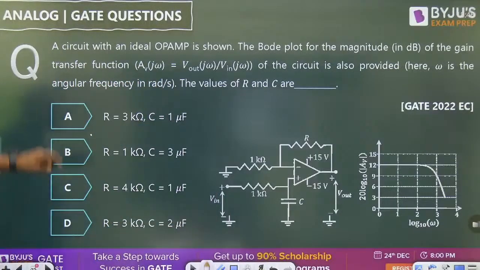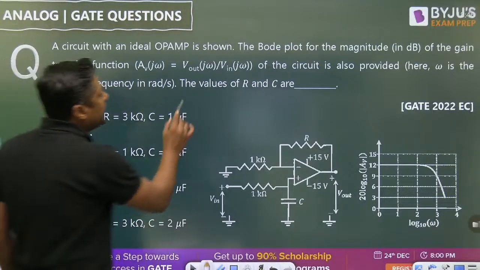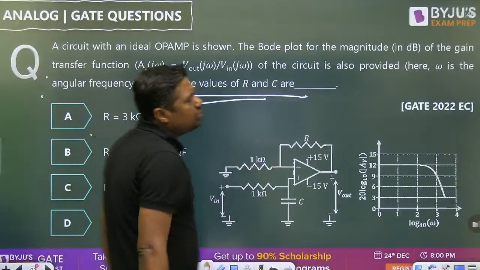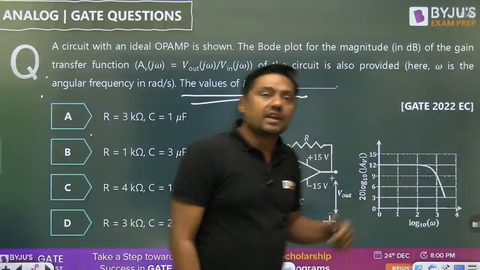Now next one. Again, this is a standard circuit. A circuit with an ideal operational amplifier is shown. The Bode plot for the magnitude of the gain transfer function of the circuit is also provided. Here omega is the angular frequency in radian per second. The values of R and C are asked. This is 2022. Again it is a standard circuit.